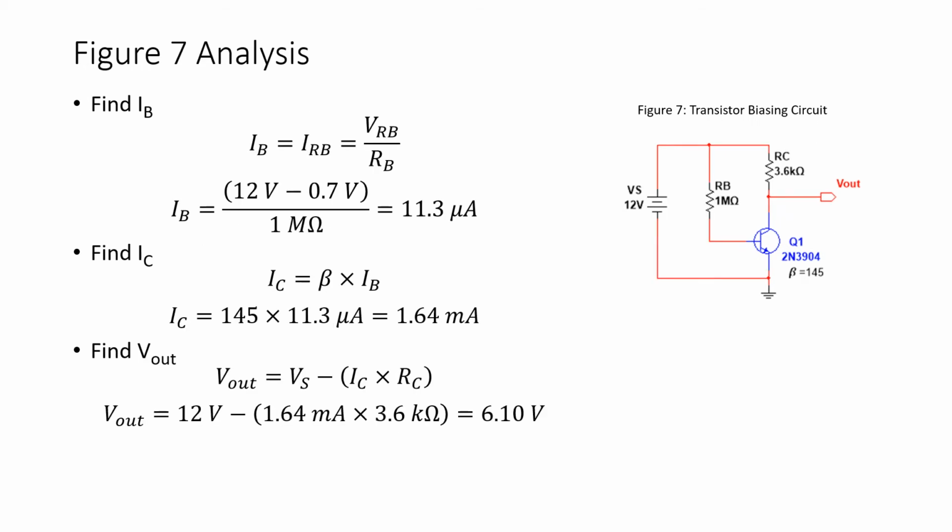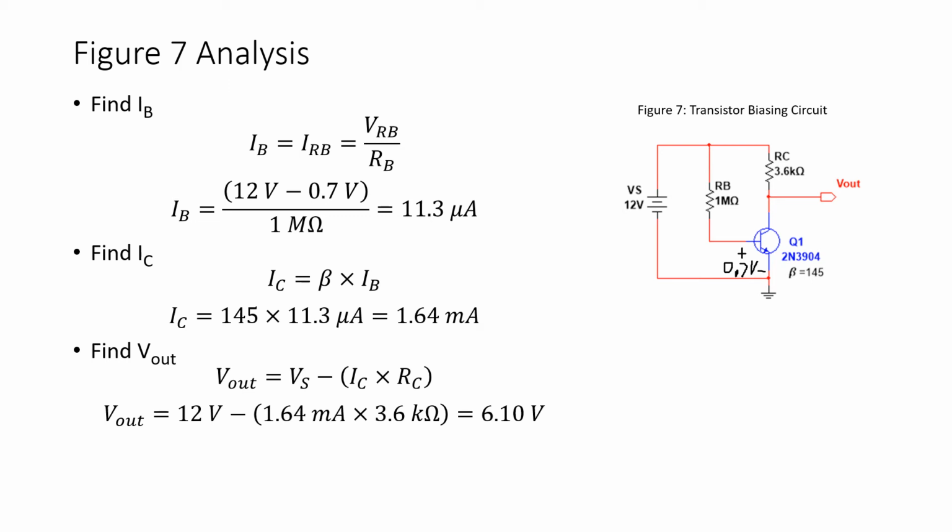Well, let's analyze the circuit of figure 7. Let's put some numbers in here and do some calculations. Again, we're given that the base current equals the current through the resistor RB, and Ohm's law tells us that current equals VRB divided by RB. Again, with the transistor, we're going to drop 0.7 volts positive to negative from base to emitter.